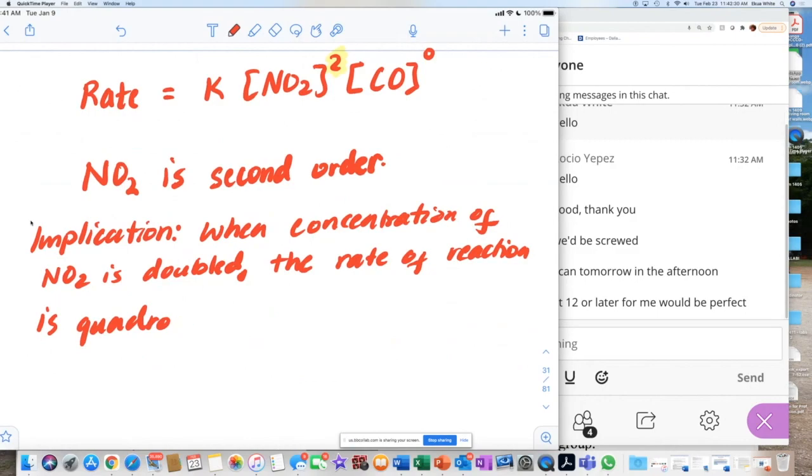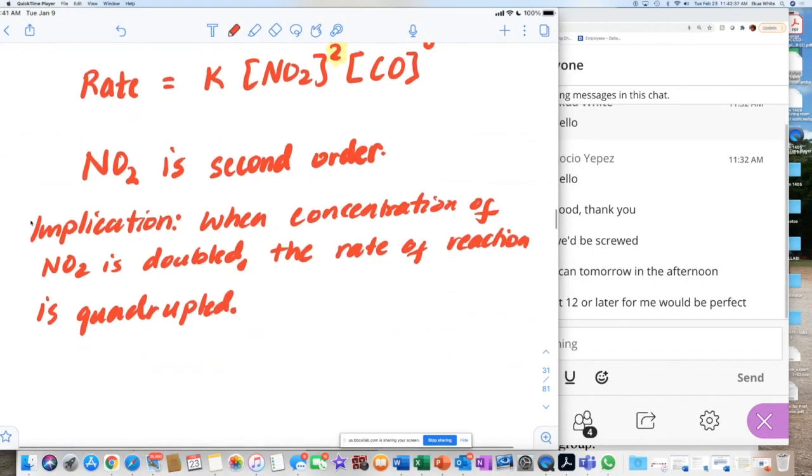Oh, I can't spell quadruple. Hold on. I think it's just U. Yeah, these phonetics in English, man, is like a whole different thing.